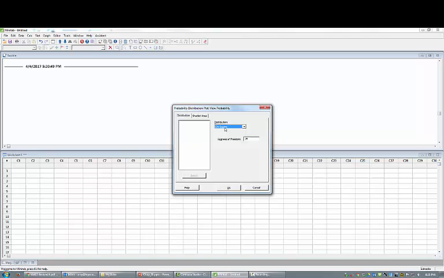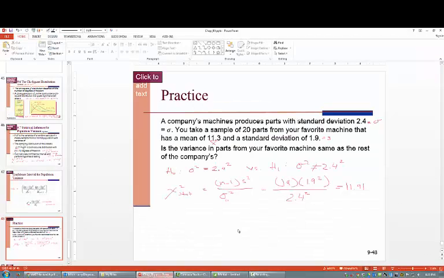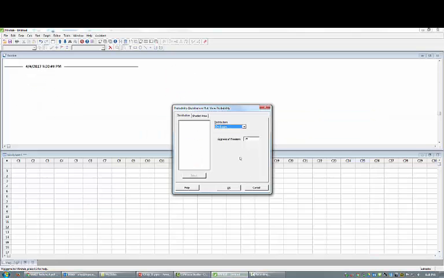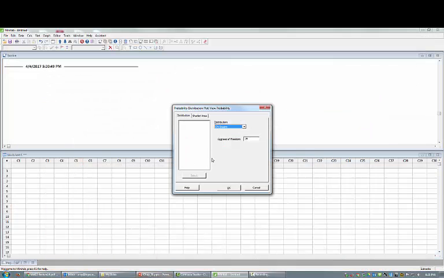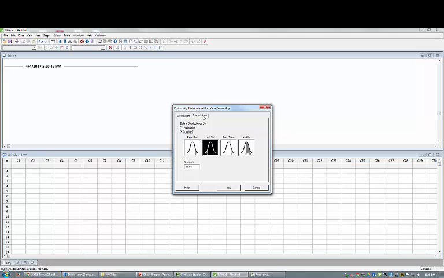Now we want it to be chi-squared, right? That's what we have, the chi-squared distribution. And the degrees of freedom is 19, right? 20 minus 1, 19. We want shaded area. Okay, for chi-squared, always pick the right-hand side.